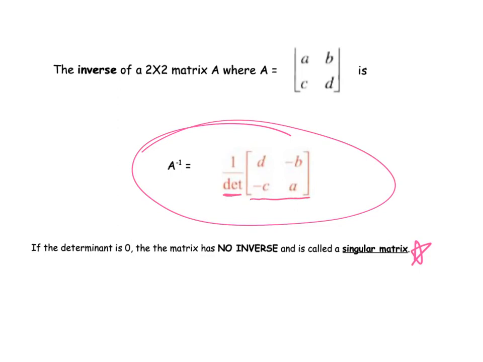Then I'm going to have this matrix here. Notice I switched the positions of A and D from the matrix A. So A and D flip positions, and then for B and C, I change their signs in order to find my matrix. Then I multiply all of the terms inside this matrix by 1 over my determinant using scalar multiplication.